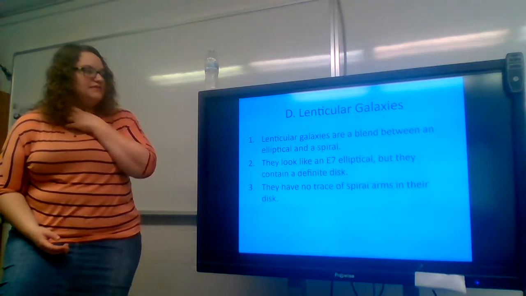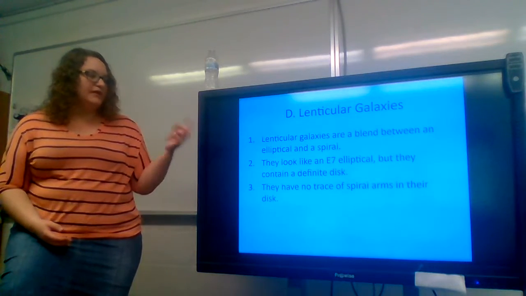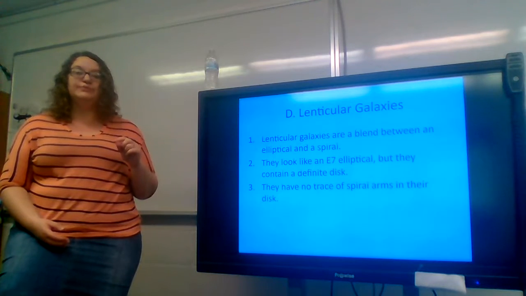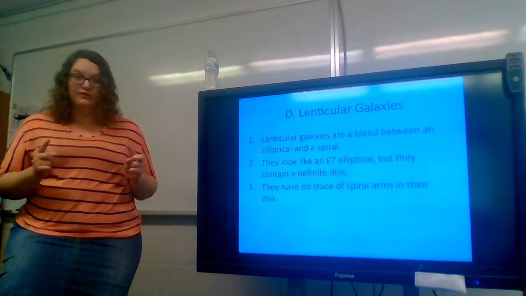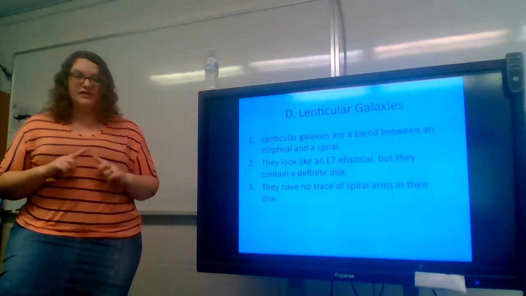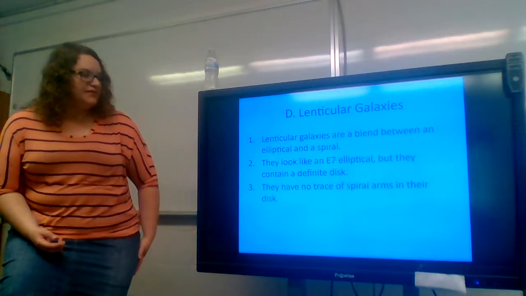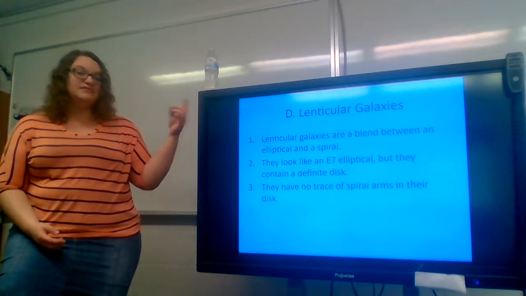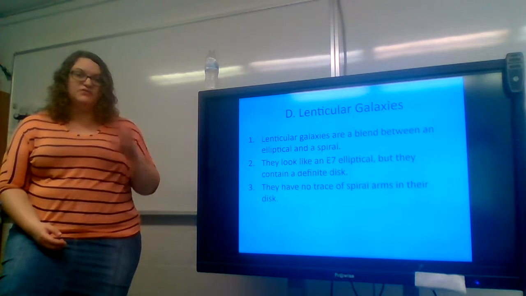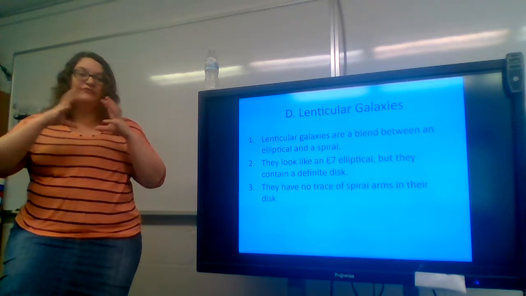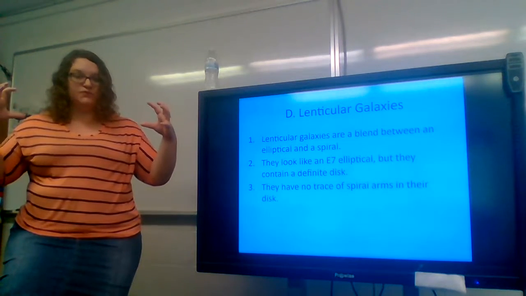Lenticular galaxies, these are a blend between an elliptical and a spiral. The best way I can think to describe their shape to you would be a football or an eyeball, okay? That lenticular shape, okay? They look like an E7 elliptical, but they contain a definite disk like a spiral galaxy has, okay? So a spiral has a definite disk, but they look like that very elongated elliptical.